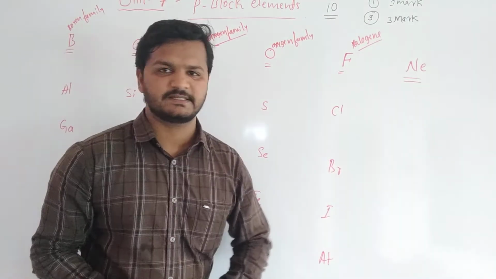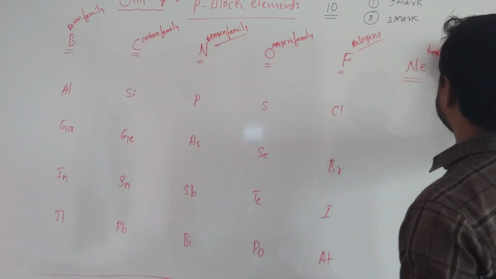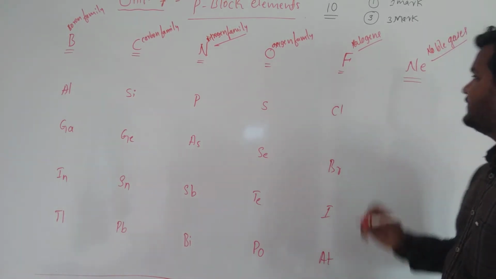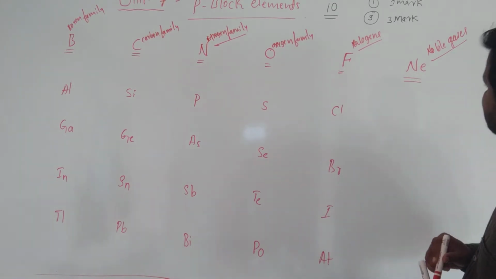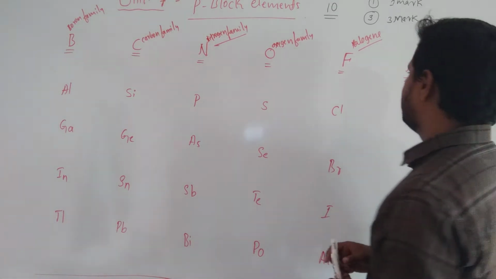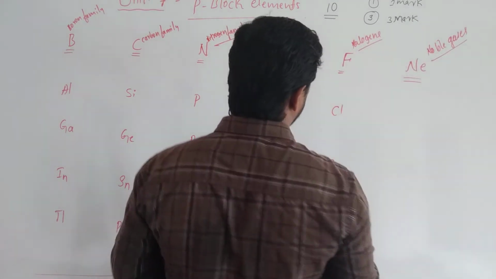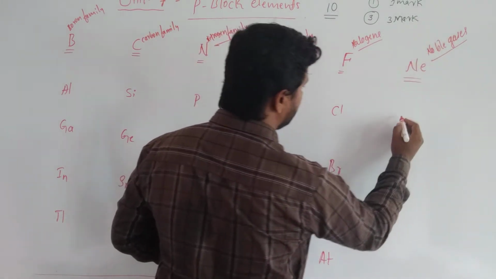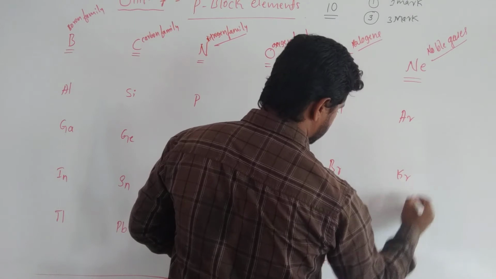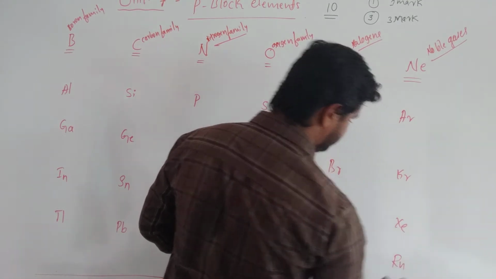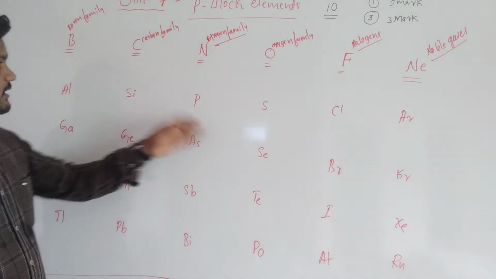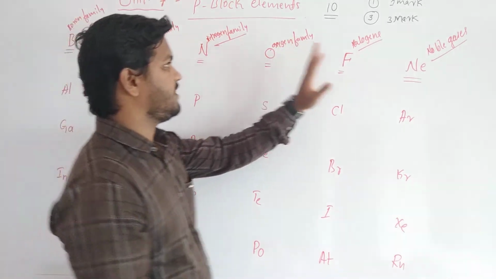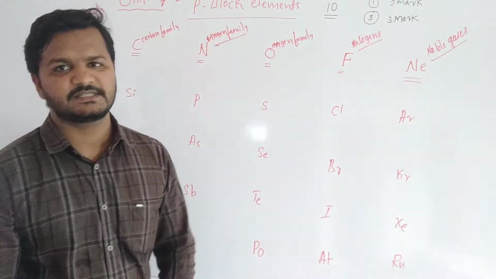And last one, noble gases, or you can say inert gases. Noble gases are inert gases because they do not react with any other elements. That is why they are called noble gases or inert gases. Due to their stable electronic configuration, they do not react with any other elements. Helium is the first member of this group, then neon, argon, krypton, xenon, and last one is radon. So these are the p block elements: boron family, carbon family, nitrogen family, oxygen family, halogens family, and last one, noble gases family.